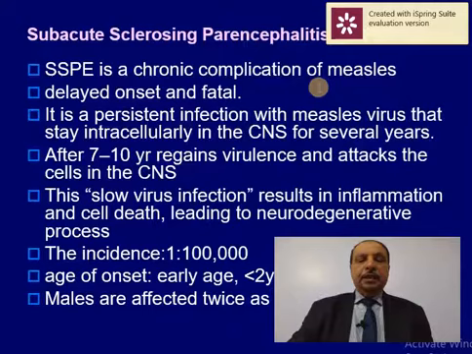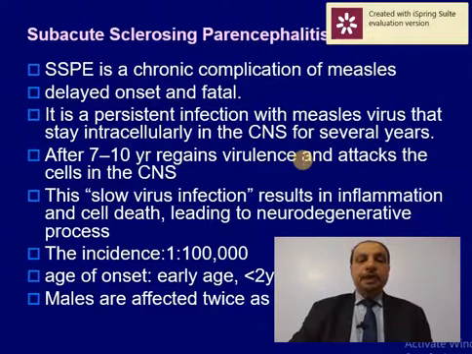Now, the most important complication of measles, which will not appear at the time but will appear later on, after 7 to 10 years of measles, is subacute sclerosing panencephalitis, SSPE. It is a chronic complication of measles, delayed onset usually, we told 7 to 10 years, and usually a fatal disease. It is considered persistent infection with measles. The virus will be dormant intracellularly in the CNS for several years, and after 7 to 10 years, it regains virulence and attacks the cells in the CNS and destroys them.